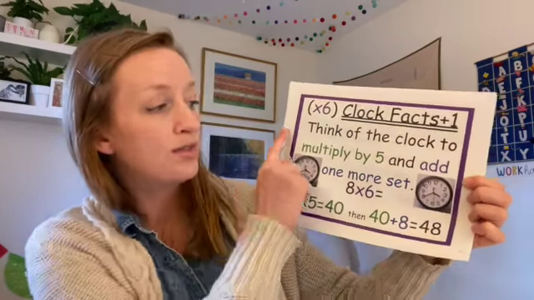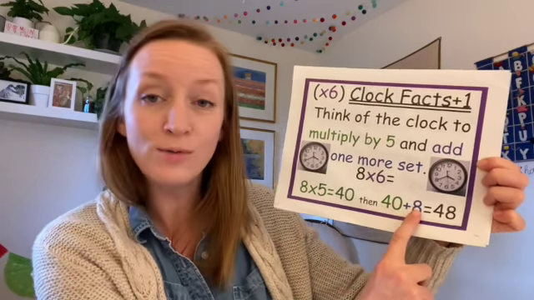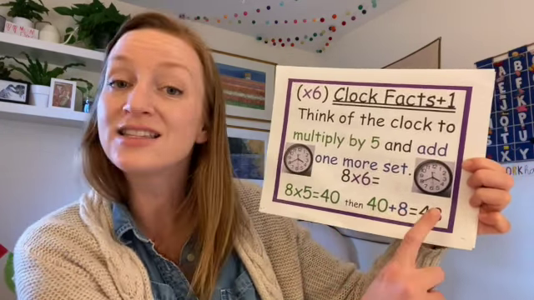Let's look at 8 times 6 as an example. 8 times 6 we could instead think of as 8 times 5, which is 40. Then 40 plus one more set gets us 48. Let's look at an example. Here we've got 7 times 6. So I'm going to think of this as a clock fact first, or multiplying by 5. And 7 times 5, I get 35. But now I need to add one more 7 because I'm multiplying by 6, right? So 35 plus 7 gets me 42.